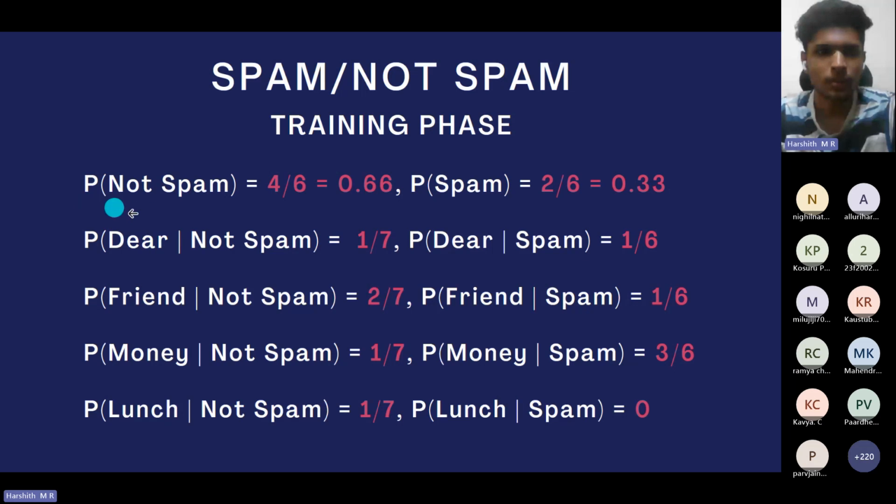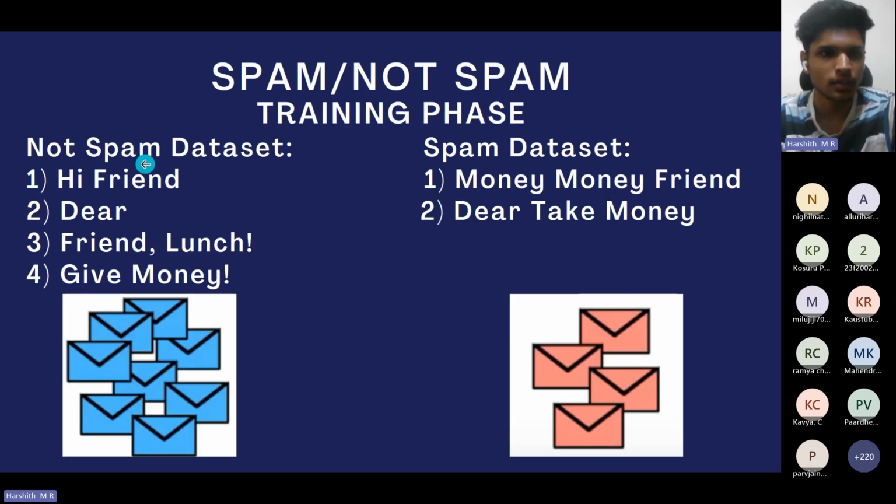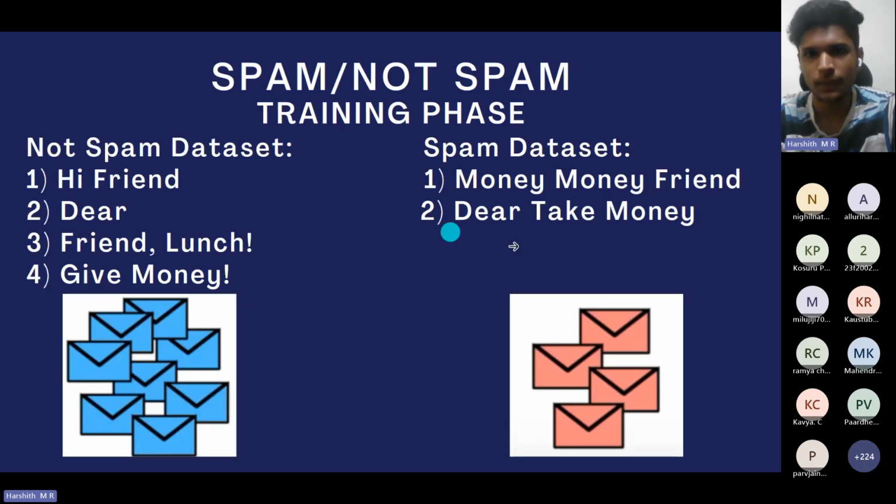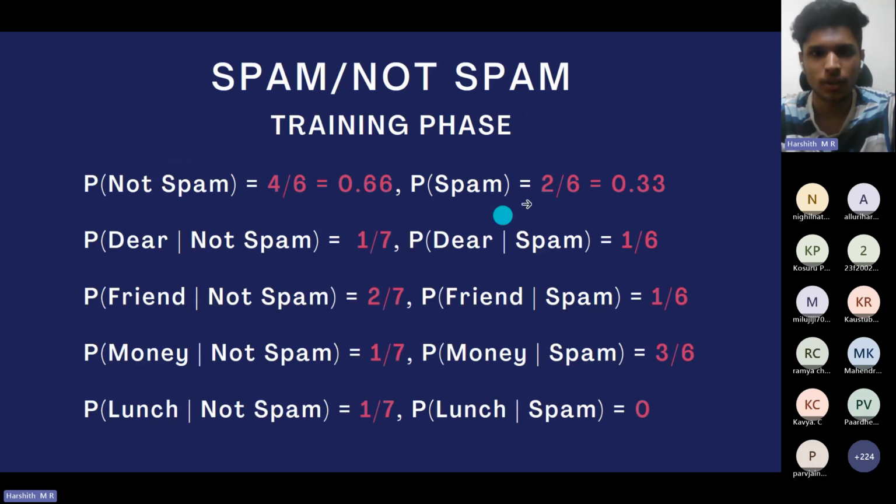The probability for a message being not spam is given as 4/6. We got 4/6 from the dataset. We have 4 samples over here. In total, we have 6 samples, 4 in the not spam part and 2 from the spam part. When you do 4/6, you get the probability as 0.66. Similarly, for the probability of spam, we'll get a value of 2/6, since 2 come from spam and in total we have 6. So we have calculated these two probabilities.